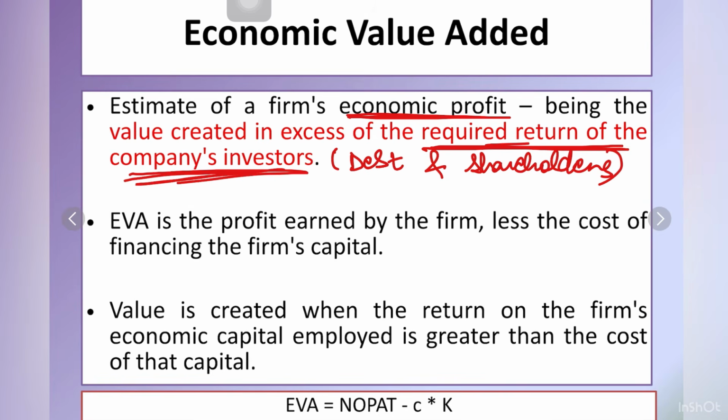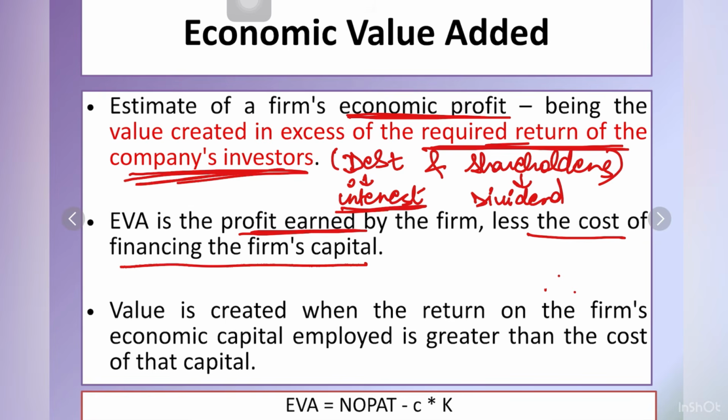So say I am a company, what will be the cost if I issue debentures? The cost that the company will incur will be in terms of interest, right? Because the company is supposed to pay interest to the debenture holders. So this is the cost for the debenture holders, and similarly for the shareholders, what will be the cost to the firm? That will be in terms of dividend, right? So we can say that EVA is profit earned by the firm less cost of capital, right?